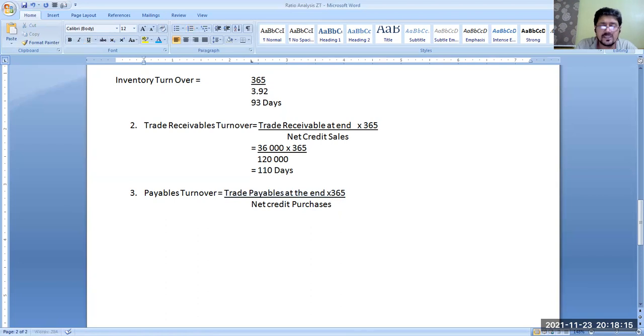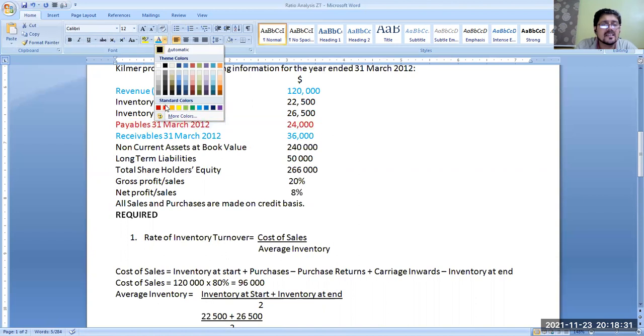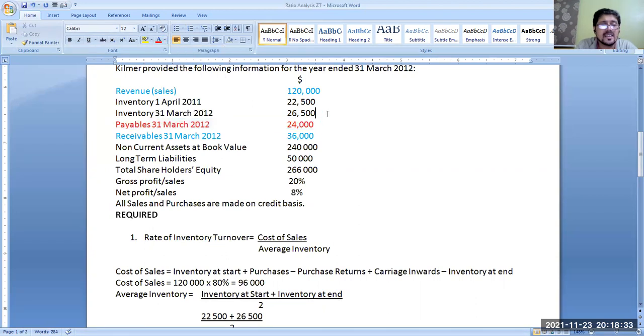Now in this question, net trade payables is how much? Trade payables at the end of the year is 24,000. Got it? Okay. And credit purchases are not given here in the question.